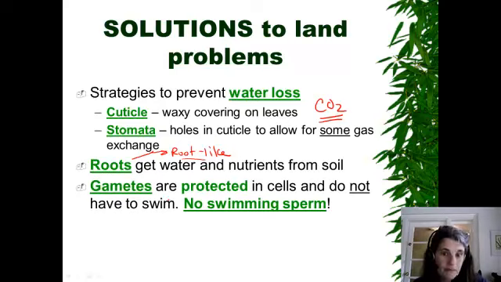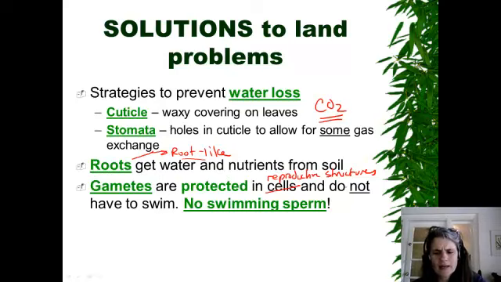Also, the solution to the gamete problem was to protect those gametes inside reproductive structures, and fix it so they don't have to swim. We're going to get them blown in the air or carried through the air somehow. We're not going to rely on swimming sperm anymore.